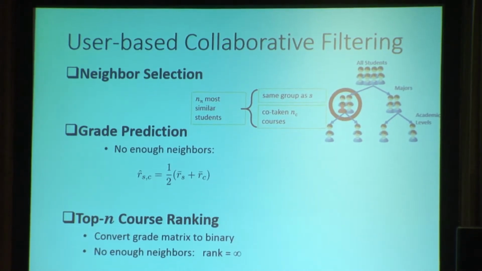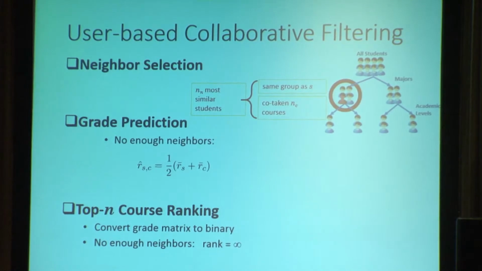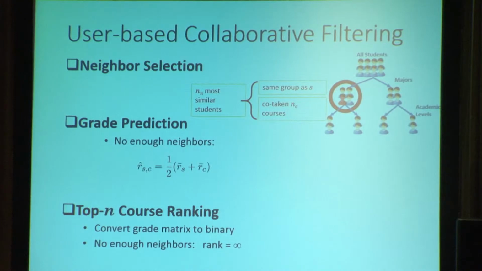As for top-N course ranking, neighbors are selected the same way, but we have to convert the matrix into a binary matrix in order to only account for the enrollment patterns and not the actual grade values. And when not enough neighbors are found, this actually indicates an irrelevant course, and the rank is set to infinity.